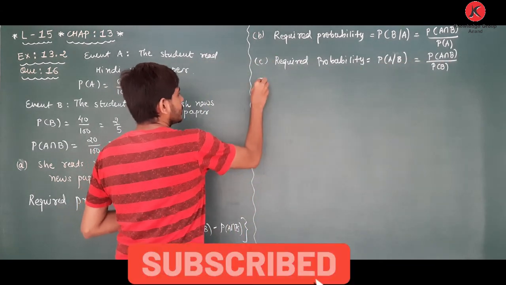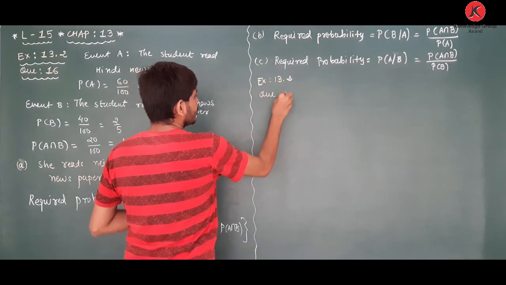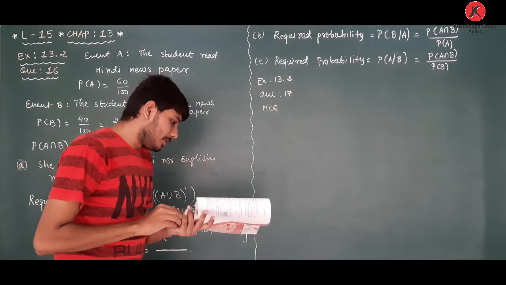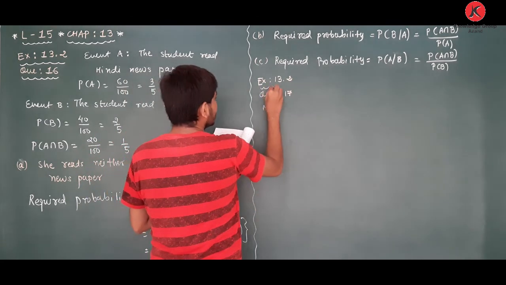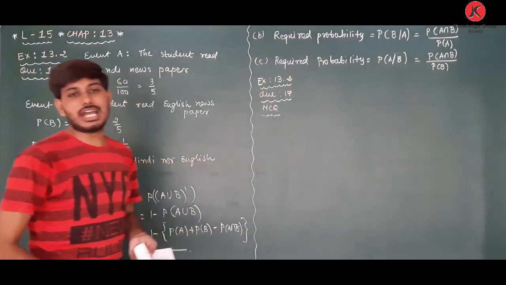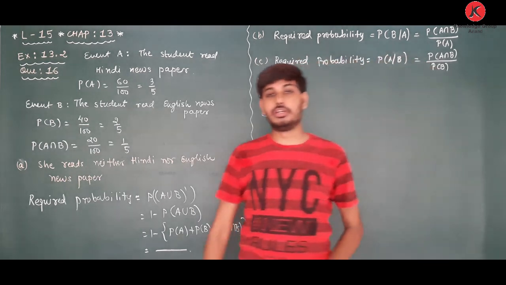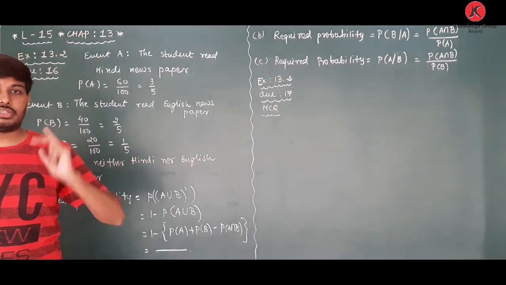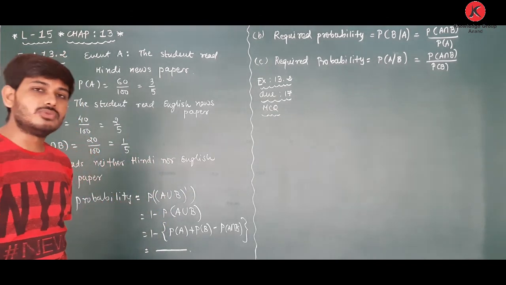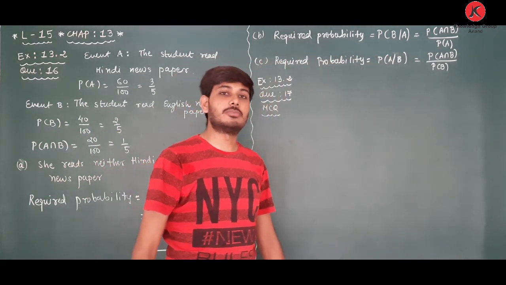Next question, exercise 13.2, question number 17, which is your MCQ question. The probability of obtaining an even prime number on each dice. On each dice means both the dice, when a pair of dice is rolled. Obviously the total outcomes are 1 1, 1 2, 1 3, 1 4 up to 6, which means a total of 36 outcomes are there.